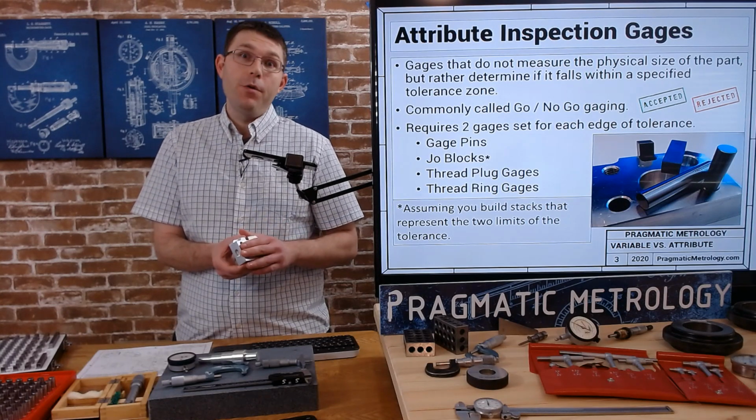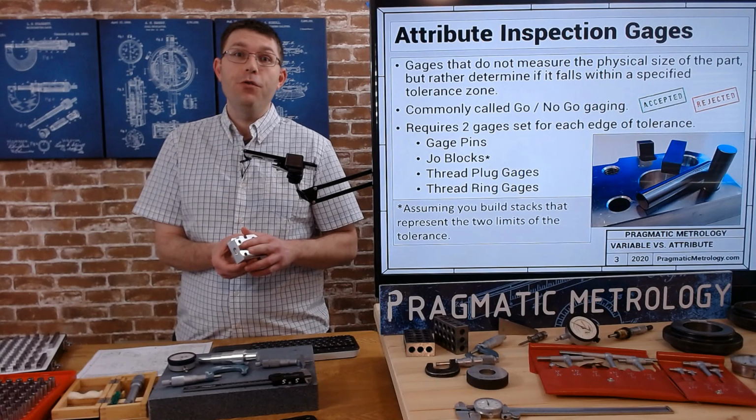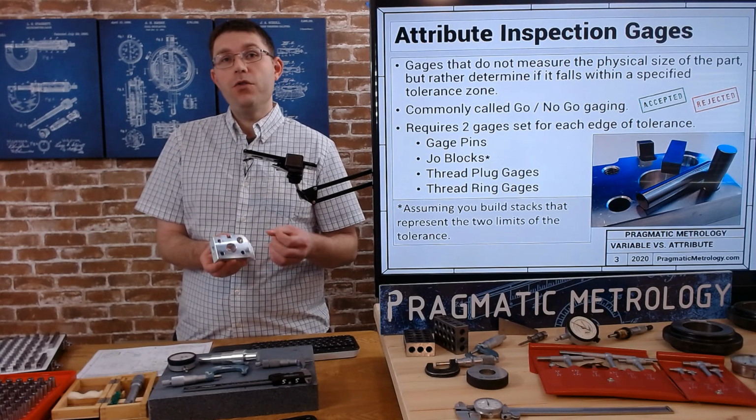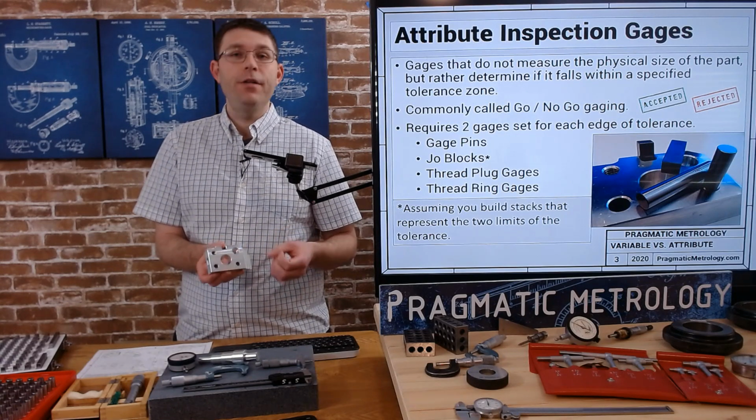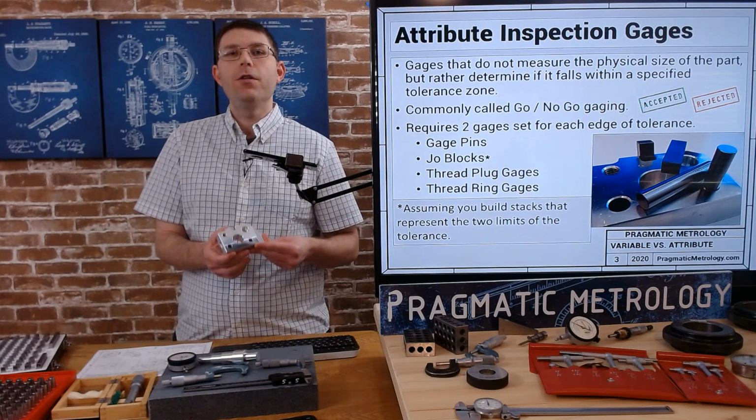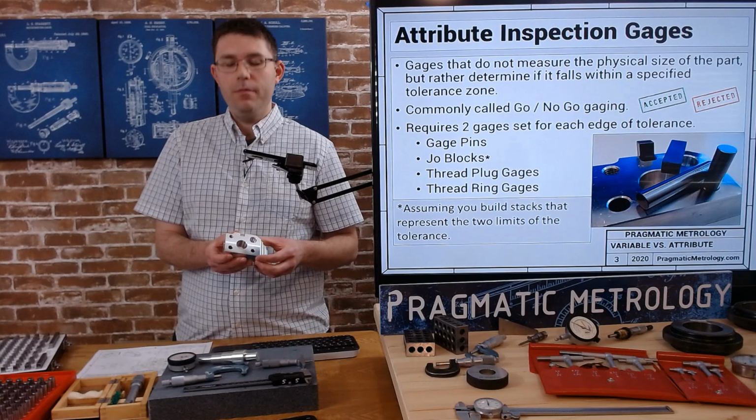Now, if both of them go in, that means the hole is larger than your no-go size, and you've got a problem. And if both of them do not go in, it means the hole is too small, and you've got another problem. So what you're looking for is for the go pin to slide in, and for the no-go pin to stop before it starts to go in.